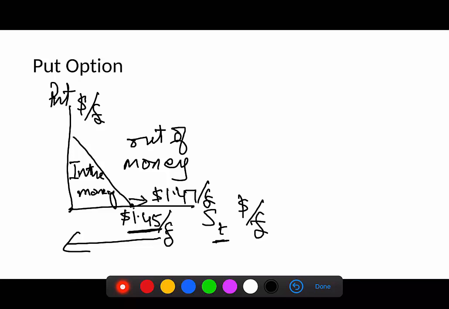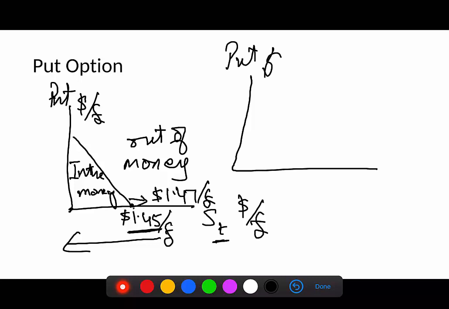And why should he go and sell each pound at 1.45 to the call option contract seller, when he can get 1.47 against each pound? Two cents, why should he forgo? So he'll go into the open market and he will not exercise the call option. And obviously there is an opposite profile for the seller of the put option contract.